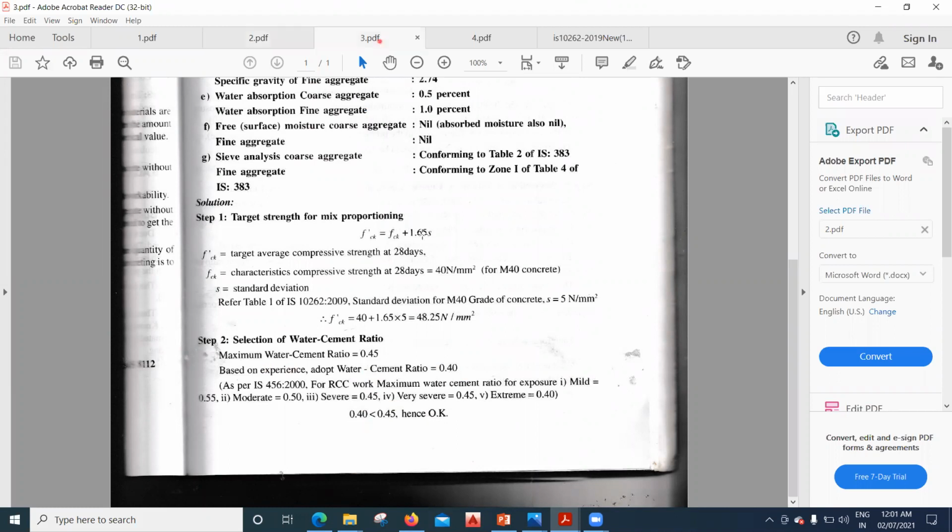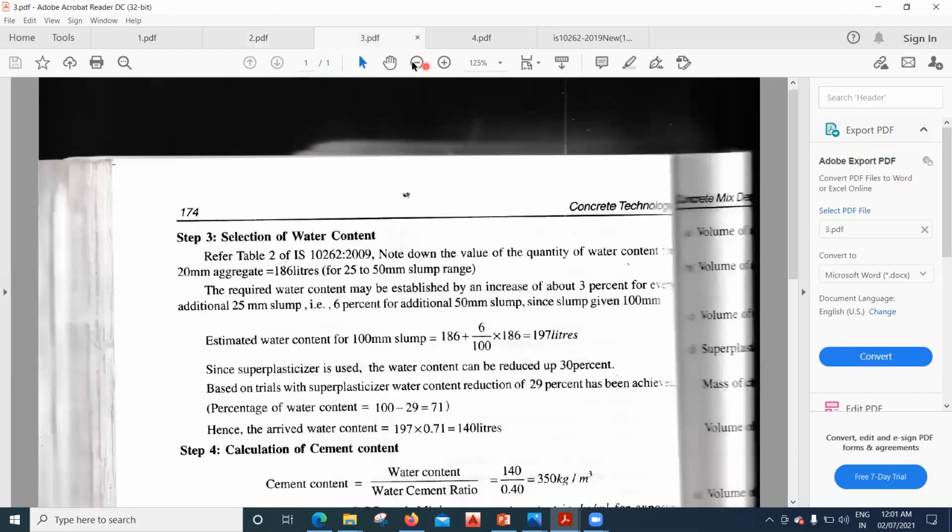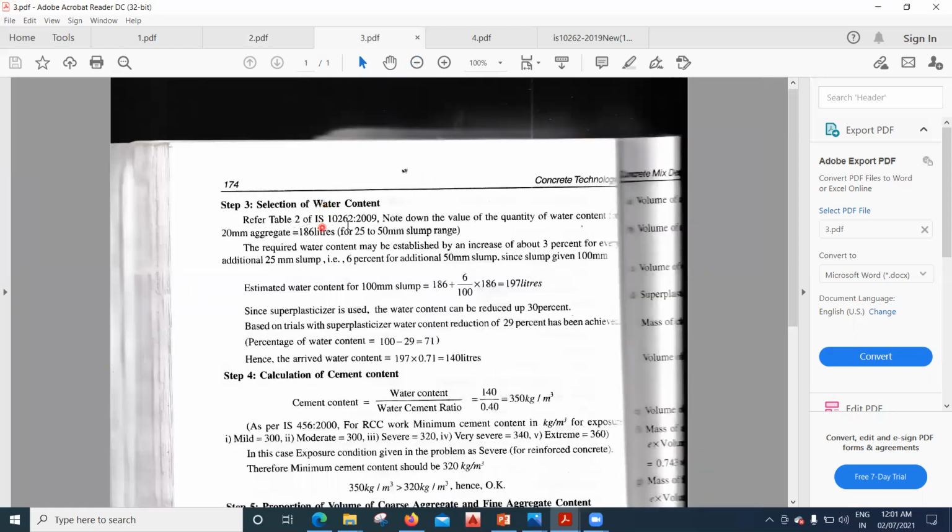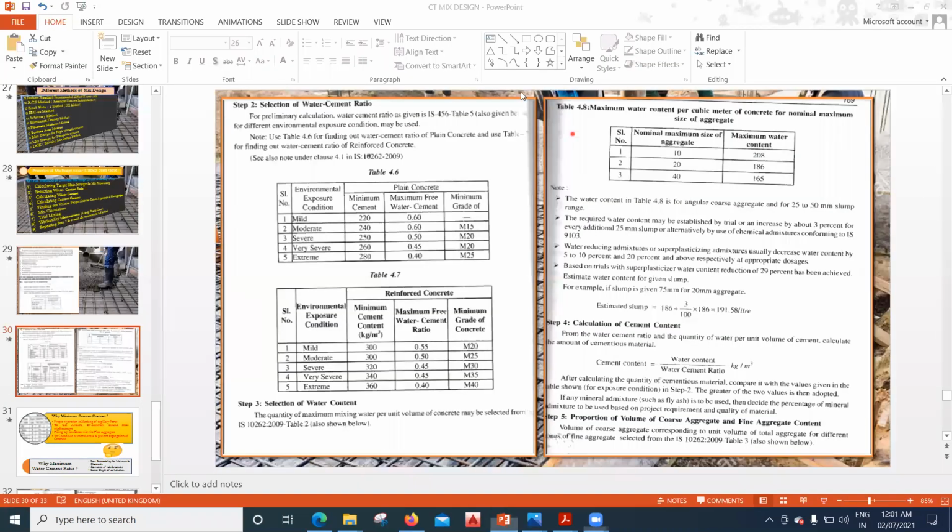Next, once that is done, what we are supposed to do is selection of water content. Refer to table 2 of IS 10262 2009. Note down the value of the quantity of water that is required for 20 mm aggregate. What do you understand by this? See, this water, whatever we require, depends on the aggregate that you're going to use. I'll go back to that. We'll see that again. If you see here, it is the maximum water content per cubic meter of concrete for a nominal maximum size of aggregate.